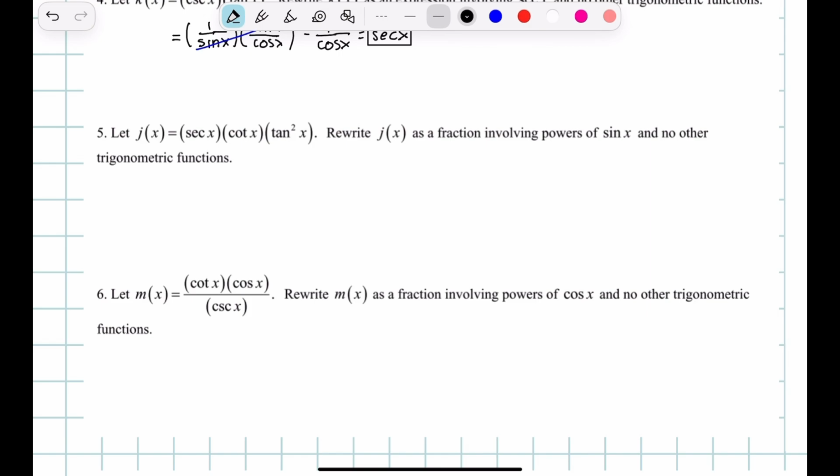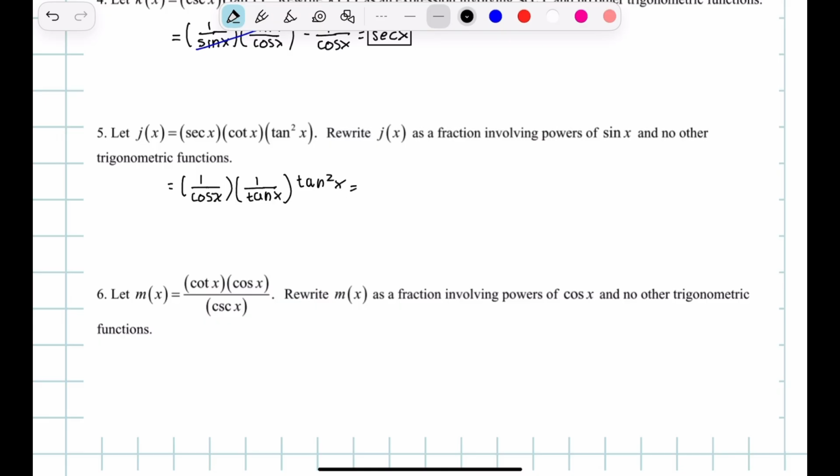Let j of x equal secant x times cotangent of x times tangent squared of x. Rewrite j of x as a fraction involving powers of sine x and no other trigonometric functions. Okay, so in order to do this, we have 1 over cosine of x times 1 over tangent of x, because secant of x is just 1 over cosine of x, cotangent of x is just 1 over tangent of x, and tan squared of x, we're just going to keep it as that for now.